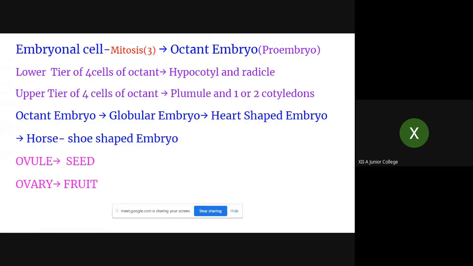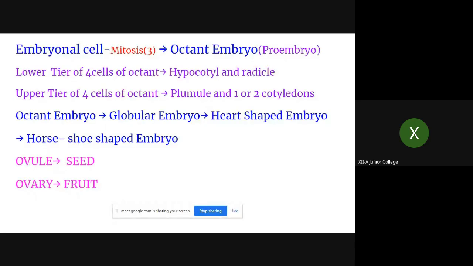Now, the octant embryo in further development gives rise to the globular embryo. The shape is globular, so that's why it is called the globular embryo. Then in further development it gets converted into a heart-shaped structure. And then in further development, it gives rise to a horseshoe-shaped structure. So that's why these names are given as per the shape of the embryo, nothing else.